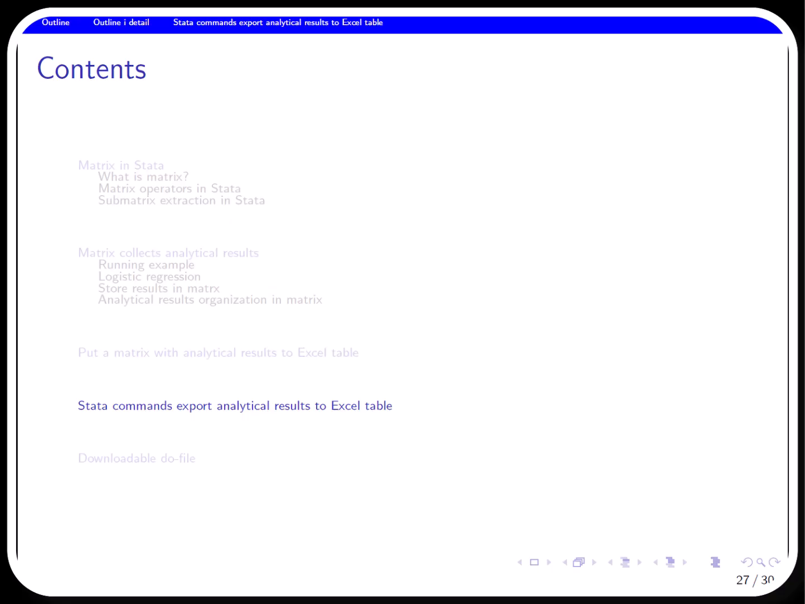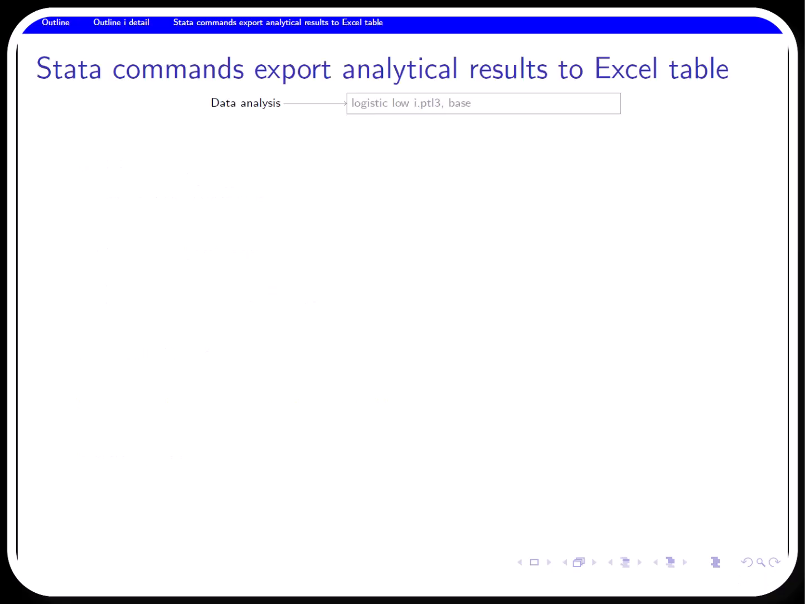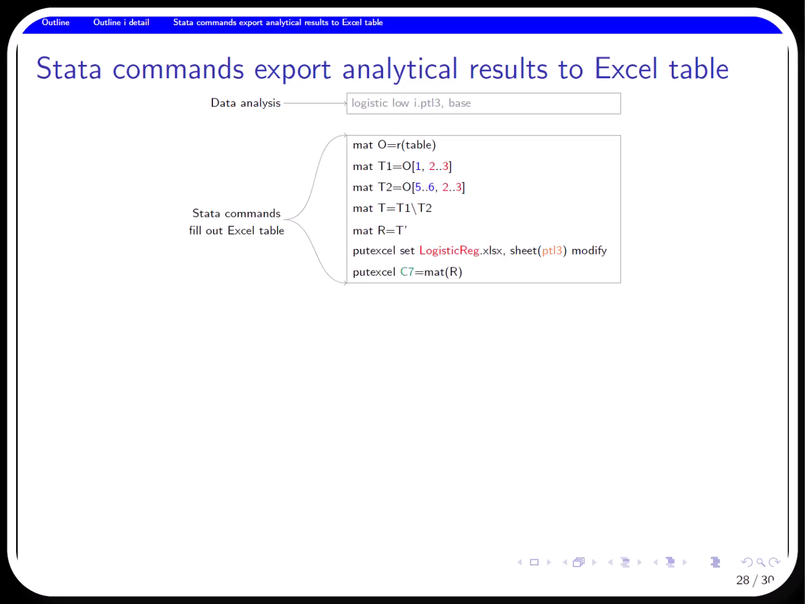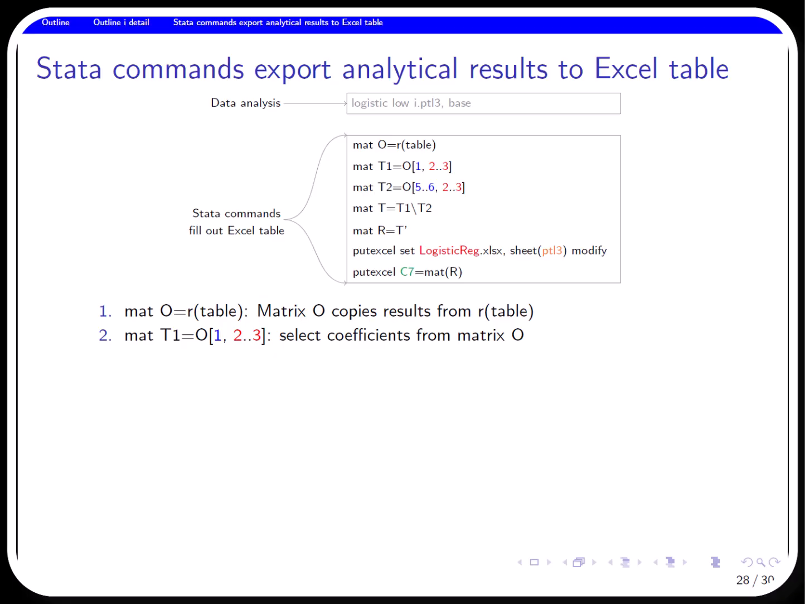Stata commands export analytical results to Excel table. It starts with analytical regression. Here, we give an example of logistic regression, but it can be almost any regression. The 7 Stata command lines fill out a prepared analytical table in Excel. Number 1, mat O is to copy results from r(table). Number 2, select the coefficients from matrix O. Number 3, select a 95% confidence interval from matrix O.